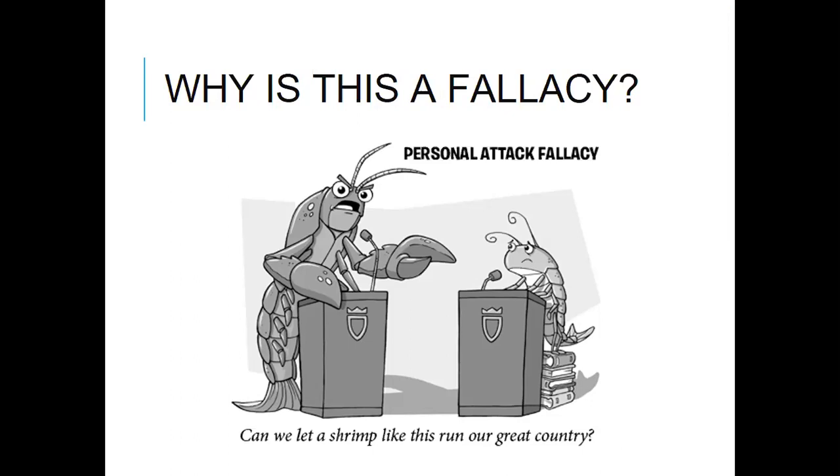So we look at this picture here and we see it, right? We have a lobster versus a shrimp, and it looks like they're running for student council. And the lobster looks down and is giving a speech in a debate saying, "Can we let a shrimp like this run our great country?" Now, obviously it's referring to his height, right? And he's not bringing up any reason why he should be in charge. He's just belittling or insulting the person that he's going against. Unfortunately, this happens in politics today way too much.